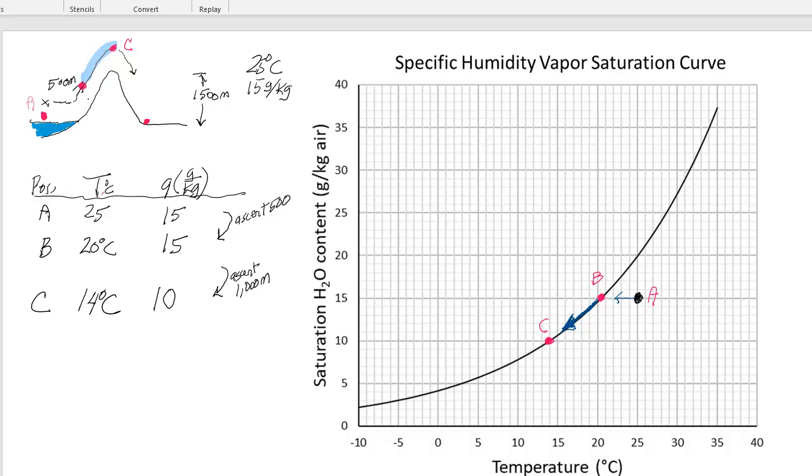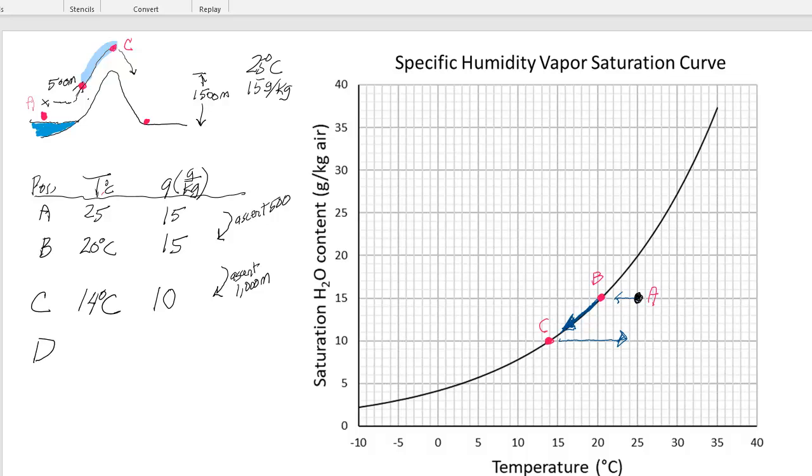Now, once it reaches the summit, it begins to descend. And descent involves warming. As we warm, we will move to the right on this diagram, away from the saturation curve. That always means we're following the dry adiabatic lapse rate, so we are no longer precipitating. As it descends, it will be warming at a rate of 10 degrees C per kilometer. So we get to D.